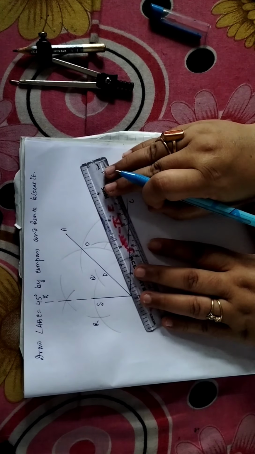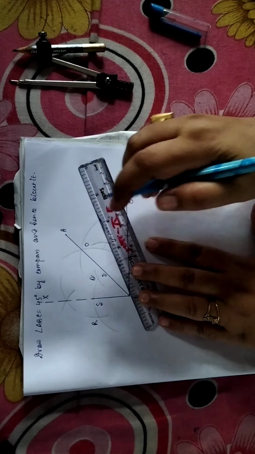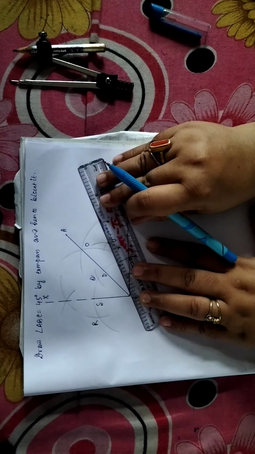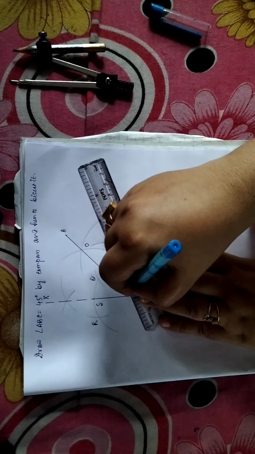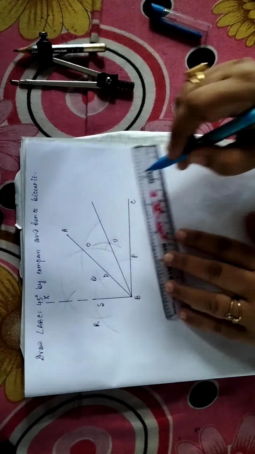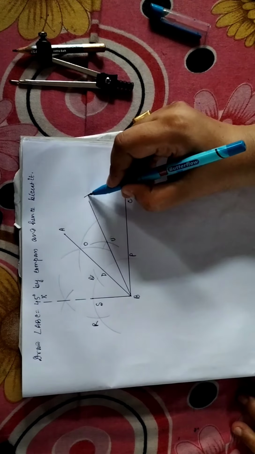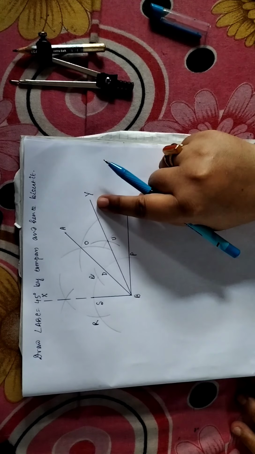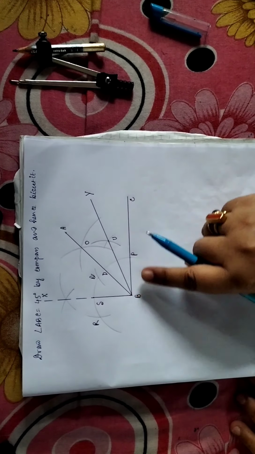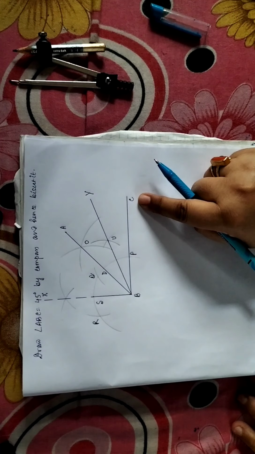Now B and U are joined and extended up to Y. So here BY is the bisector of angle ABC which is of measurement 45 degree.